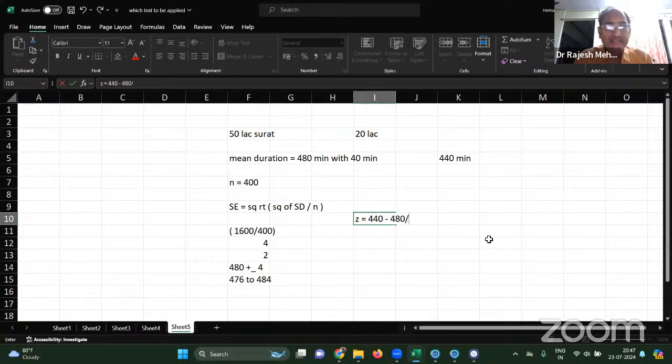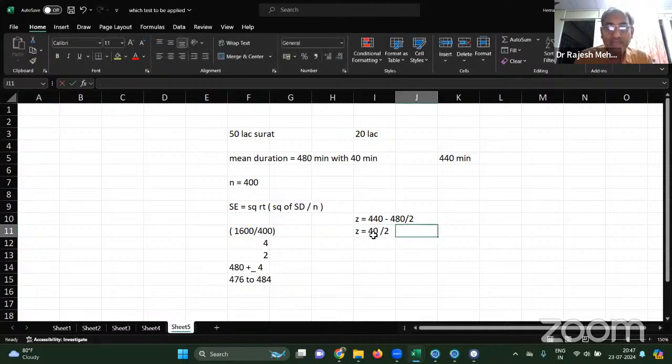divided by 2, which is the standard error of the mean. Then you can say Z is equal to 40 divided by 2, which is almost equal to 20. So it is a far, far biased sample taken from Surti people. So this is how we have learned these three kinds of Z today.